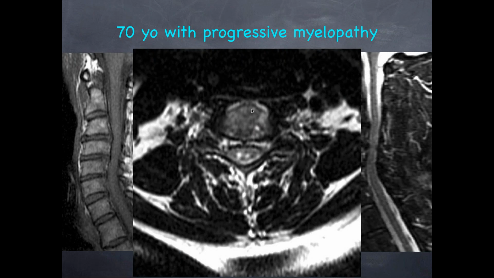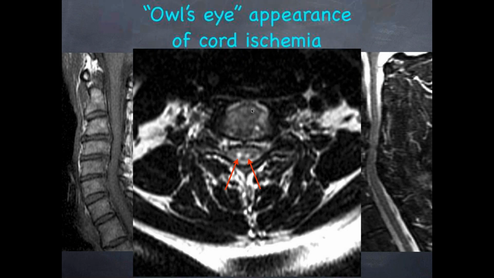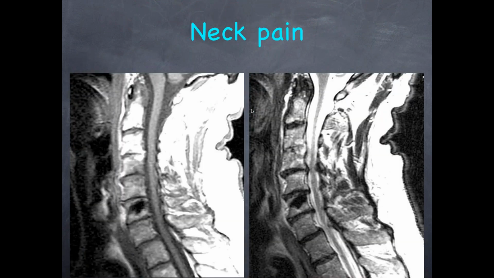Okay, the axial, again, I see focal areas of abnormal signal in the cord. It's like cord ischemia. So that's kind of an owl's eye appearance again, indicating cord ischemia. That's close to what Marge has.